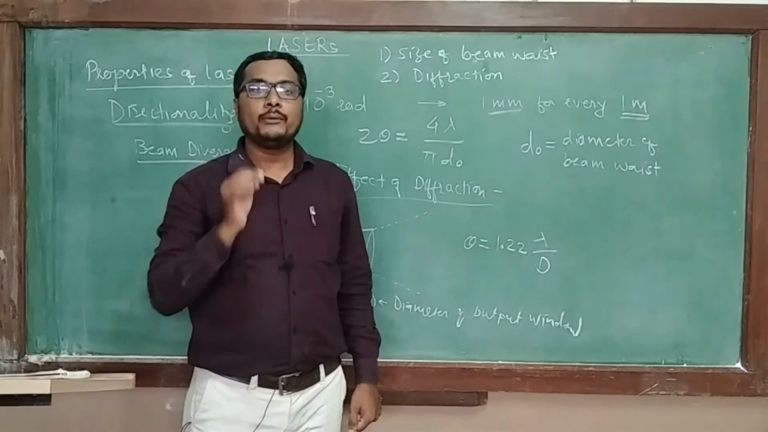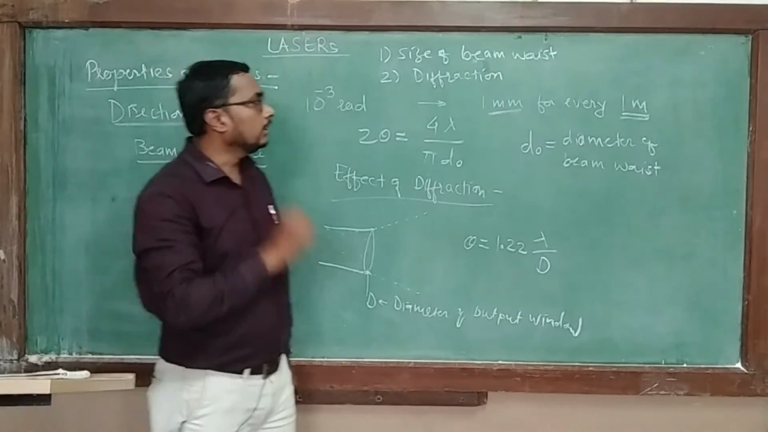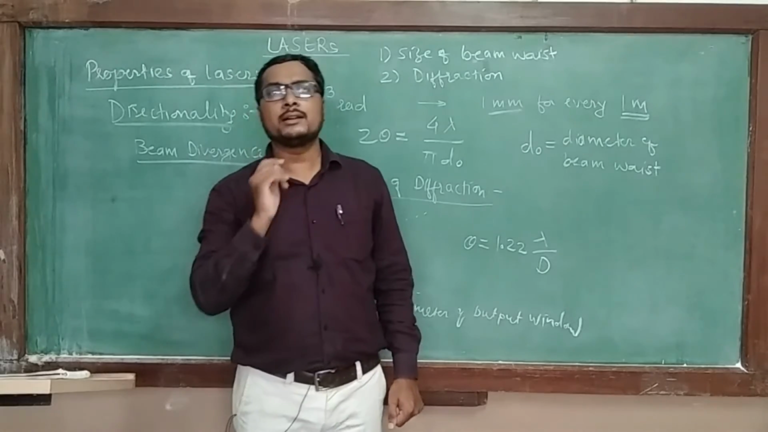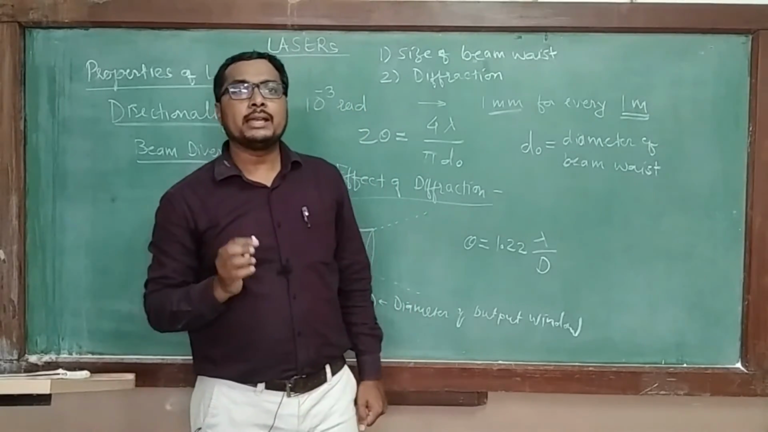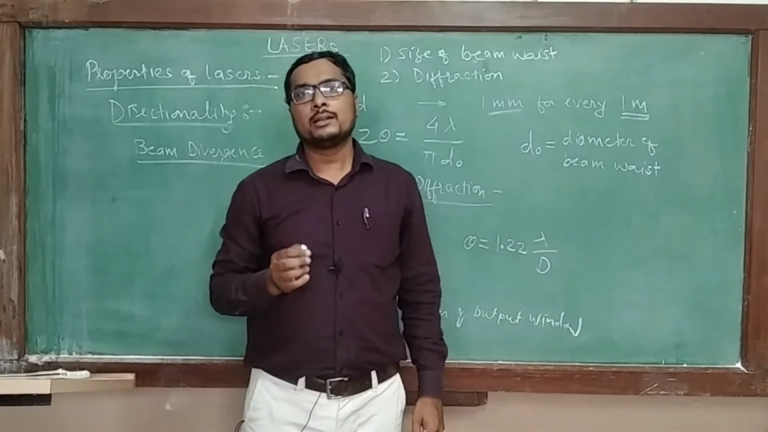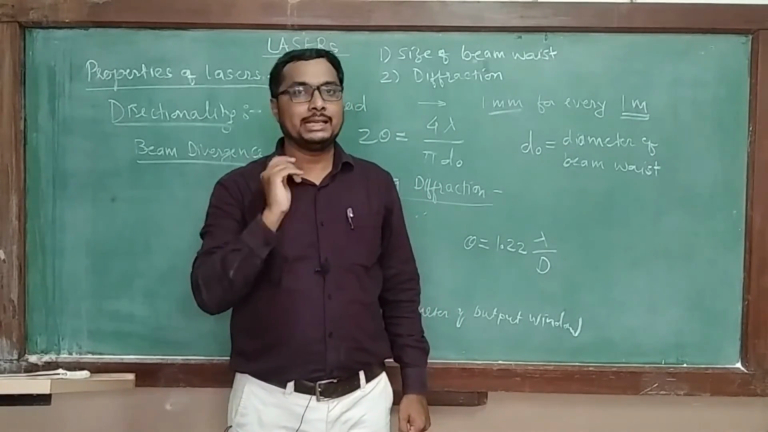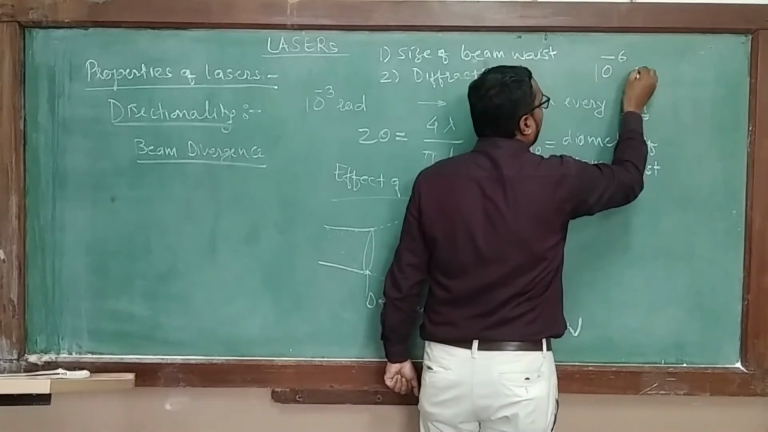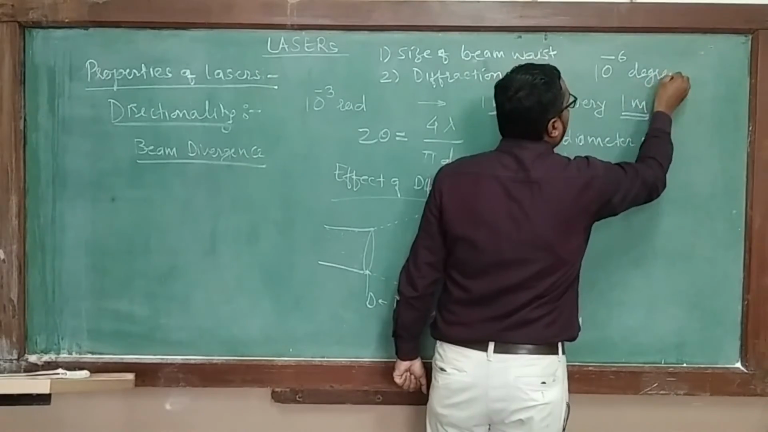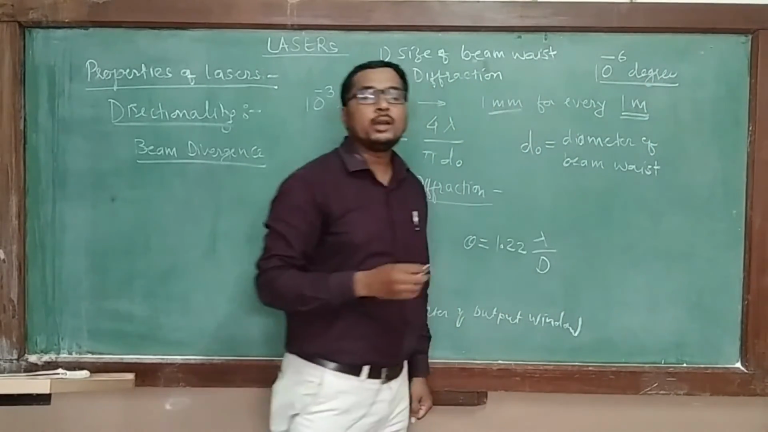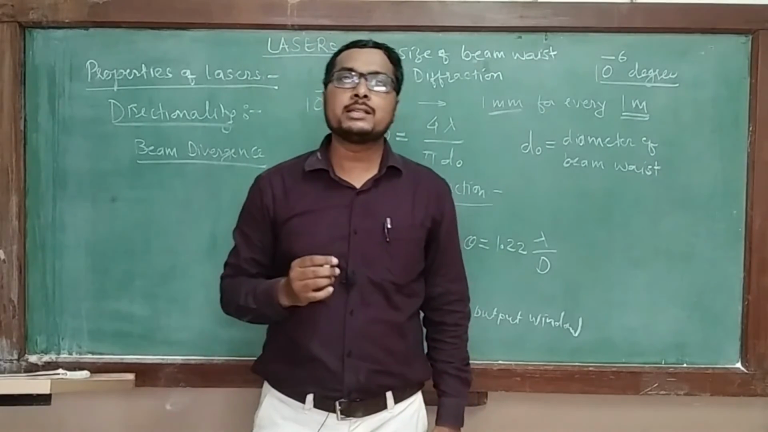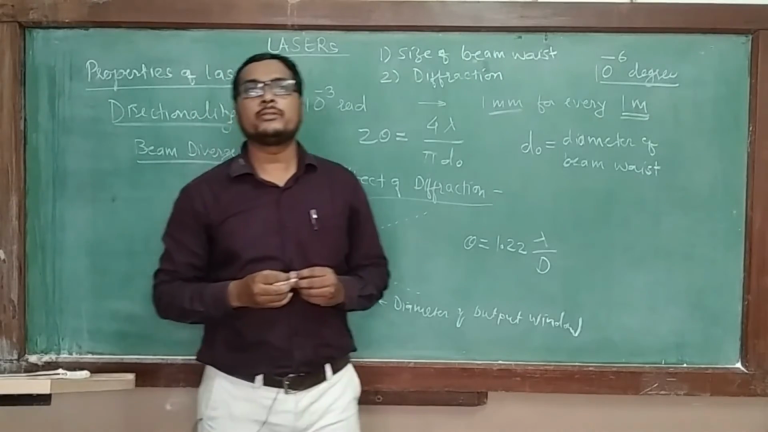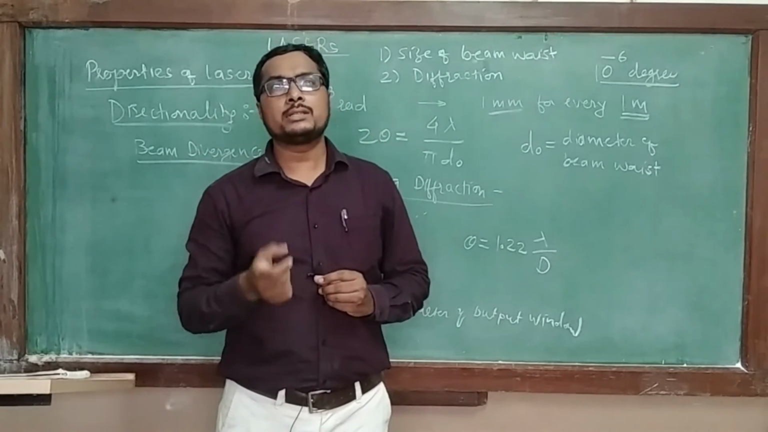So the diameter will increase by 1 millimeter for every 1 meter it travels. For the large lasers, the divergence can be as small as a few microdegrees. So it is very small, and in that case, if we have a large laser of this kind of beam divergence, it will diverge very little.